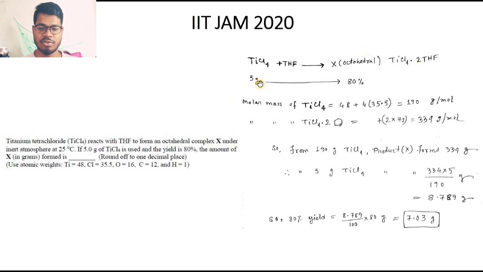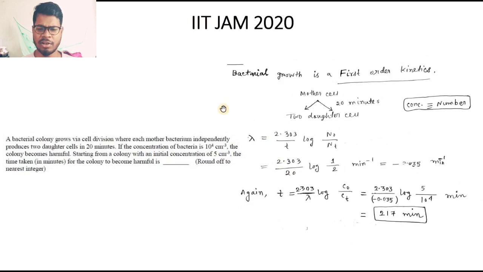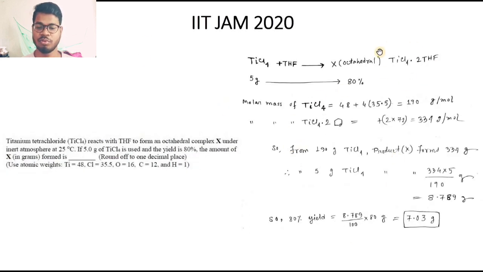You just need to find, from 5 gram of TiCl4, if the yield is 80%, how much product you will get. The molar mass of TiCl4 is 190, and the molar mass of TiCl4.2THF is 334. So from 190 gram you will get 334 gram of product. From 5 gram you will get this amount of product, with 80% yield, so you multiply by 80 by 100. I have done this and got 7.03 gram. That is the answer. It is a normal mole concept problem, but you just need to know the product.